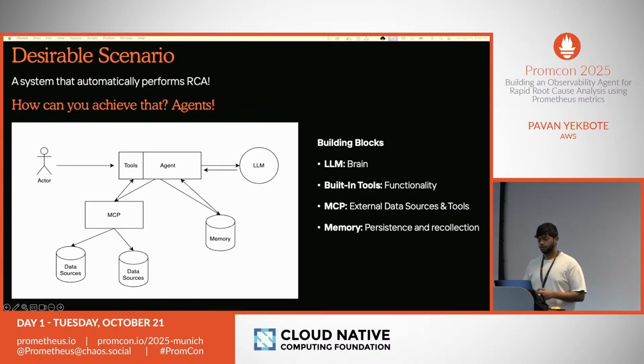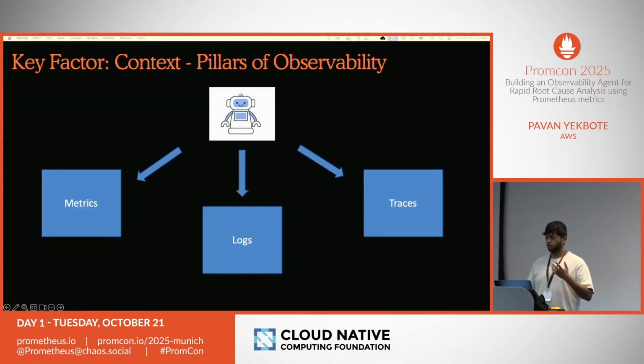And when it comes to building an RCA agent, what is critical? It's context, right? Context is everything. That's where we come into the pillars of observability. You need metrics that can be stored in various systems like Mimir, InfluxDB, Prometheus. Logs and traces could be stored on Loki, Elastic, OpenSearch, Tempo, right? You need to provide all of this context to the agent, right?